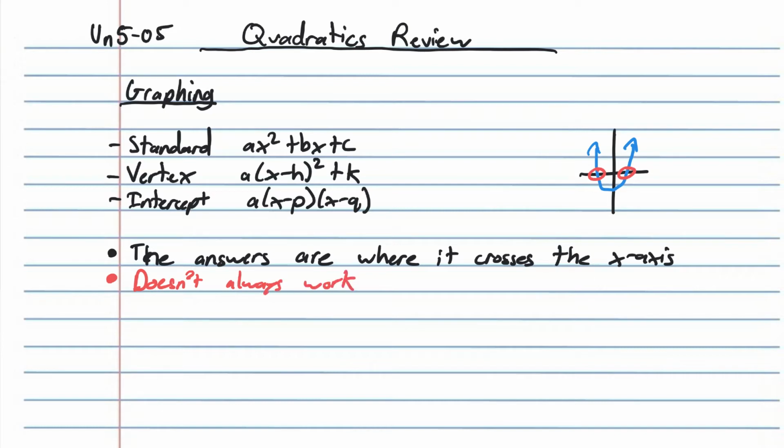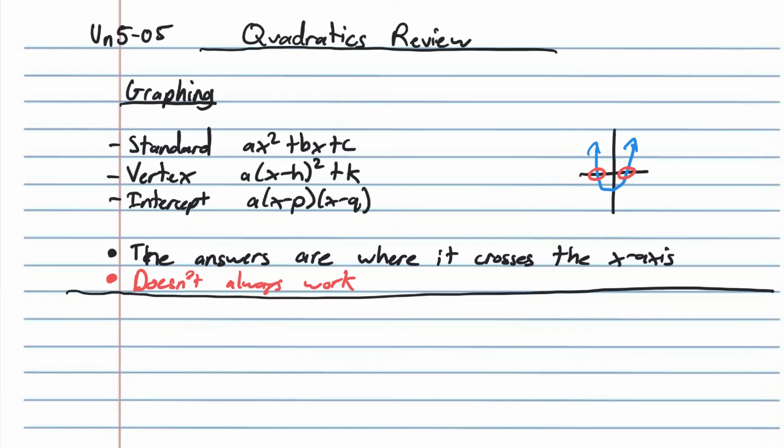Okay, so for example, what if your parabola crossed between 2 numbers, like between 2 and 3? Well, we can guess at what the decimal is, but we don't know exactly what the answer is. So graphing really only works as far as solving goes when it crosses through exact points, which doesn't always happen. Okay, so that's the first method of solving quadratics that we went through: graphing.